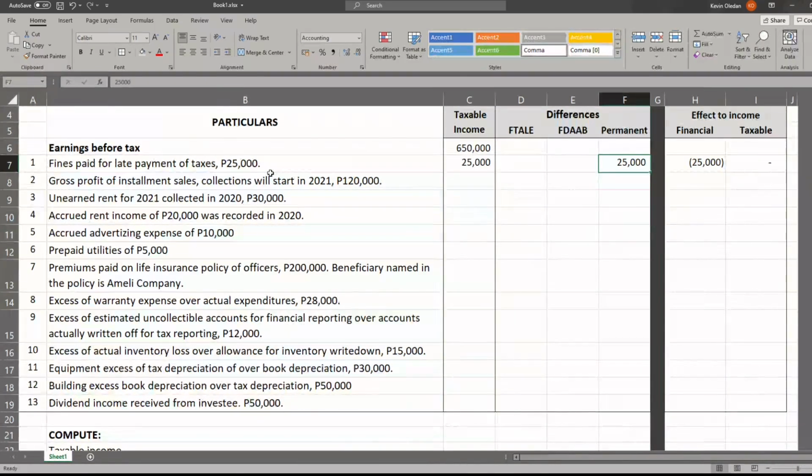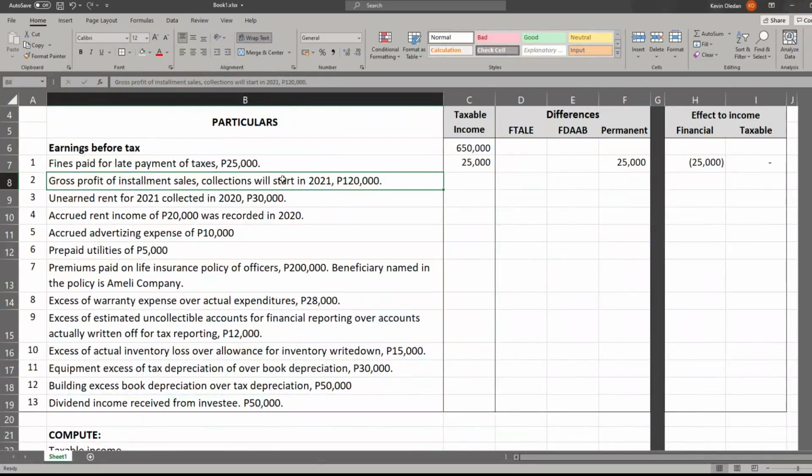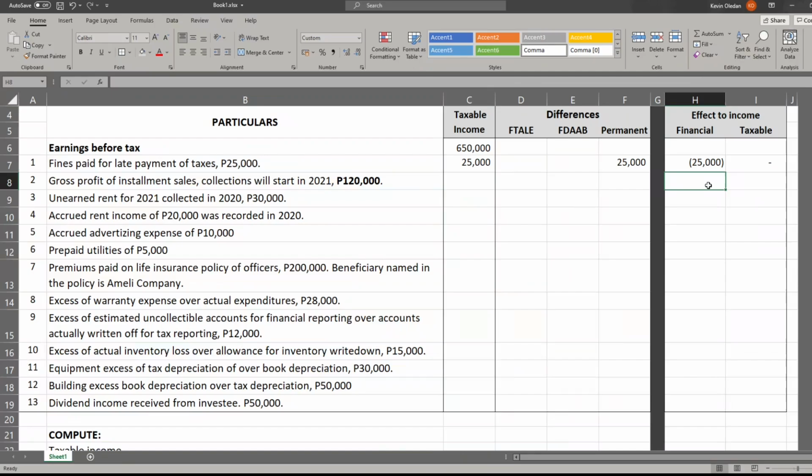Next, we have gross profit on installment sales. Collections will start in 2021. It is for the amount of 120,000. So 120,000 is your gross profit on this installment sale. Implications. The 120,000 is included in your financial income as an addition. That's how you recorded it because you made a sale in 2020 and its gross profit is 120. So naturally in financial accounting, you will include that as part of your revenues. Or that's already gross profit actually.